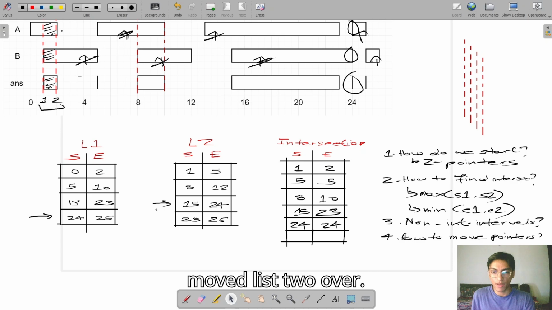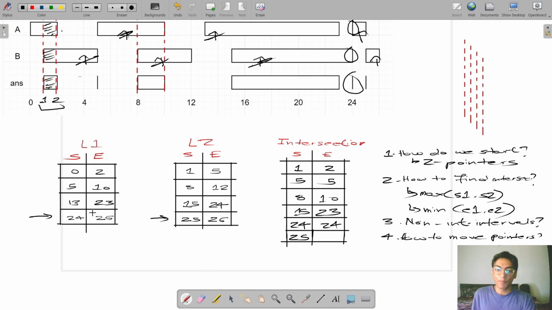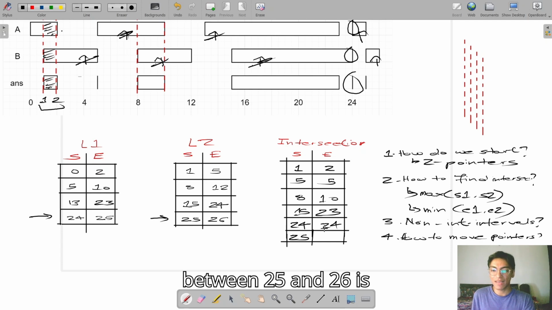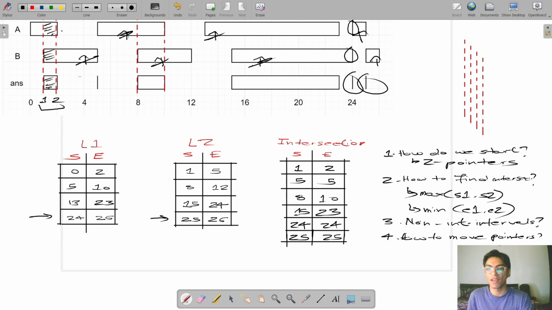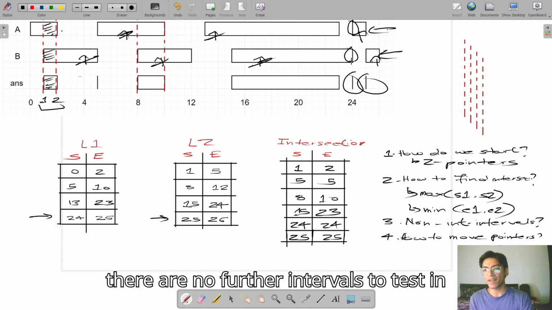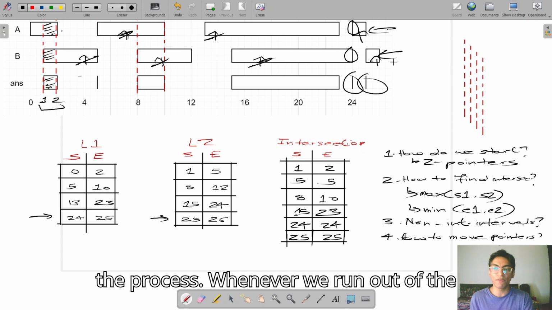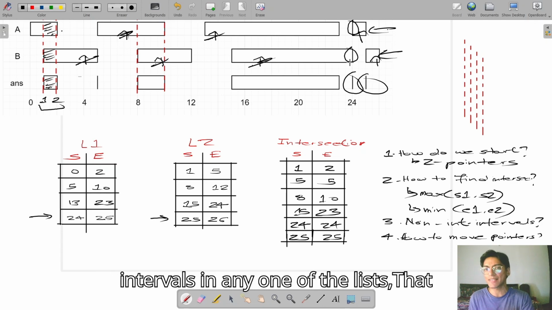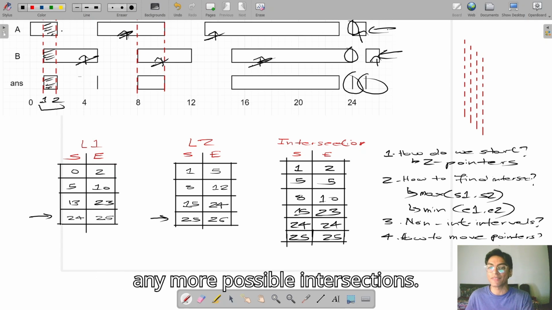So we move list 2 forward. All right. So the maximum between the two starting points is 25, and the minimum between 25 and 26 is 25 again, and that is the singular point that has been found as an intersection between this interval and this one over here. Now you notice that there are no further intervals to test in list 2, and that is basically when we end the process. Whenever we run out of the intervals in any one of the lists, that is when we end it, because there can't be any more possible intersections.